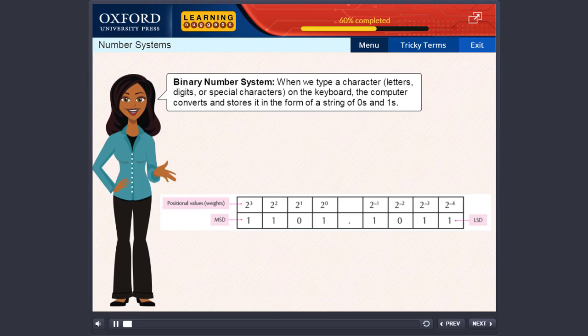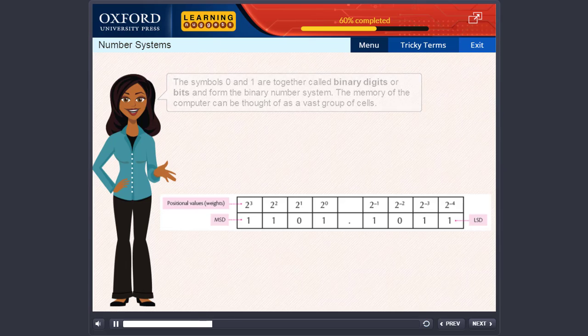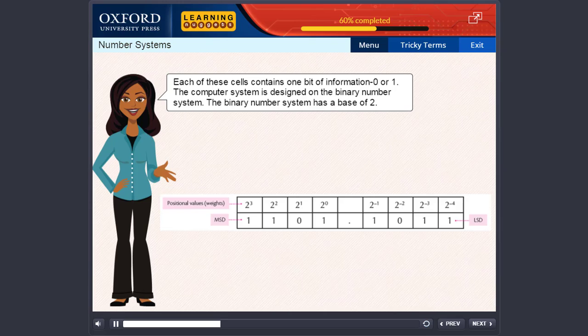Binary number system. When we type a character on the keyboard, the computer converts and stores it in the form of a string of zeros and ones. The symbols 0 and 1 are together called binary digits or bits and form the binary number system. The memory of the computer can be thought of as a vast group of cells. Each of these cells contains one bit of information, 0 or 1.